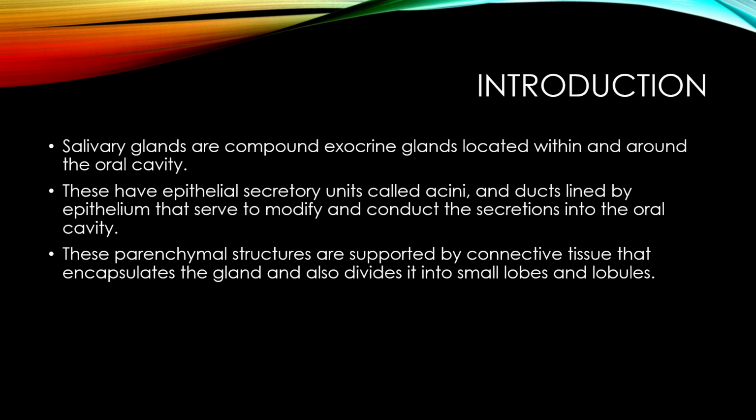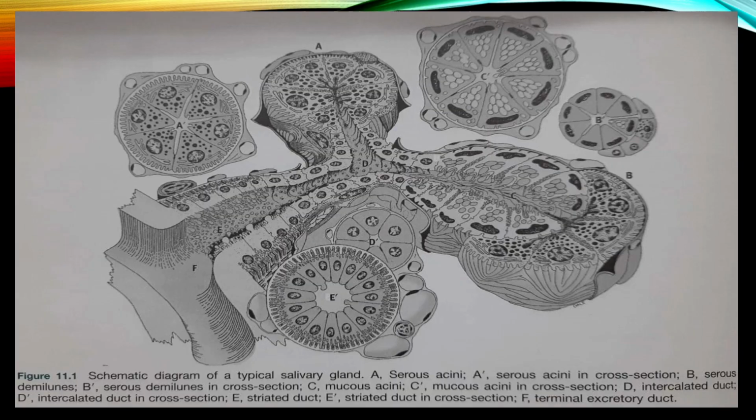The salivary glands are compound exocrine glands located within and around the oral cavity. These have epithelial secretory units called acini and ducts lined by epithelium that serve to modify and conduct the secretions into the oral cavity. We will learn deeply about the secretory units, acini, and the ducts. These parenchymal structures are supported by connective tissue that encapsulates the gland and also divides it into small lobes or lobules.